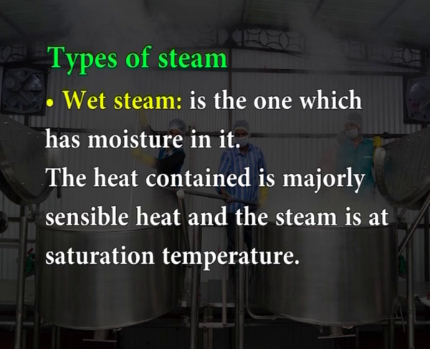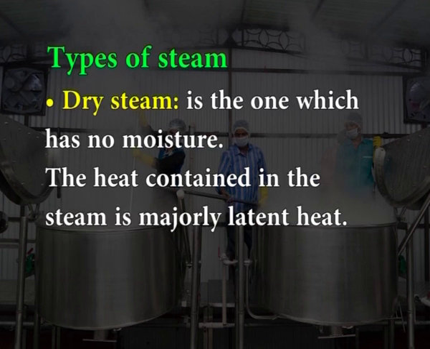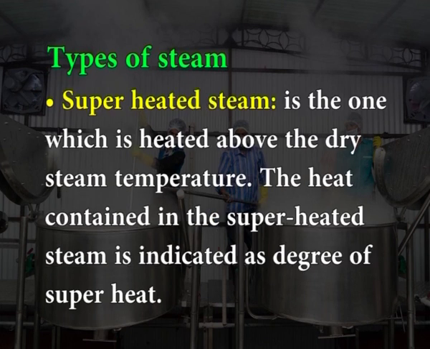Coming to the types of steam, wet steam is one which has moisture in it. The heat contained is majorly sensible heat and the steam is at saturation temperature. Dry steam is one which has no moisture in it. The heat contained is essentially latent heat. Superheated steam is one which is heated above the dry steam temperature. The heat contained is indicated as degree of superheat.